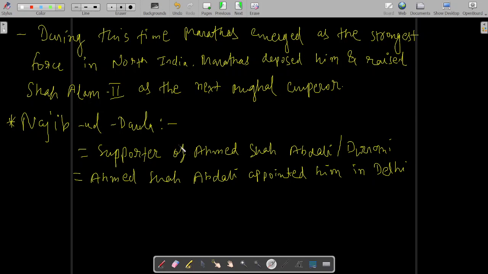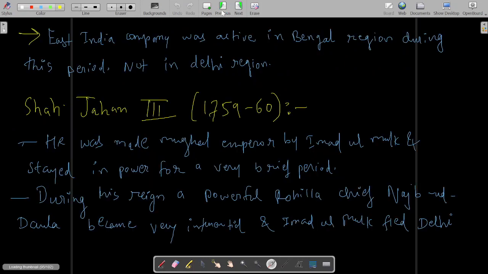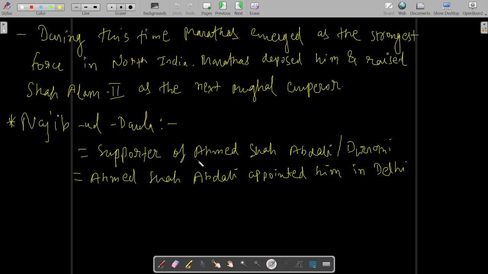Najibuddaulah actually supported Ahmad Shah Abdali during the invasion which Ahmad Shah Abdali did. Ahmad Shah Abdali appointed him in Delhi also. So when Imadul Mulk fled Delhi during the reign of Shahjahan III, due to the fear of Najibuddaulah, Najibuddaulah had got this confidence with the help of Ahmad Shah Abdali, because Ahmad Shah Abdali had appointed him in Delhi.